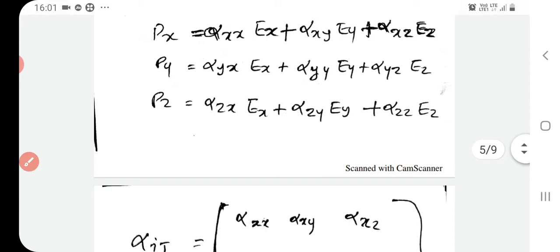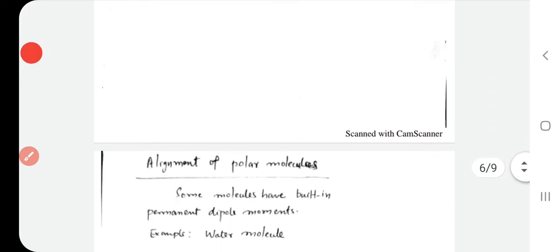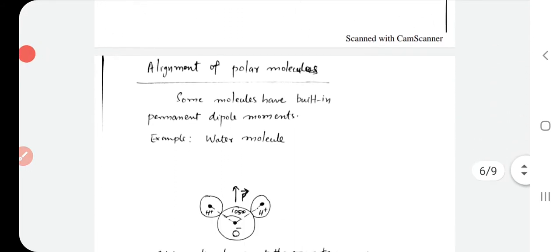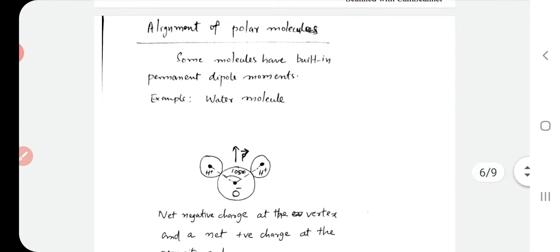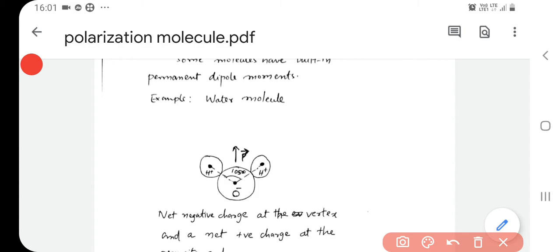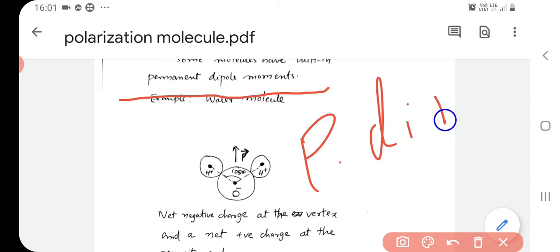In the next section we see the alignment of polar molecules. We are considering the alignment of polar molecules in an electric field. What we mean here is some molecules have built-in permanent dipole moments, permanent dipole moment.